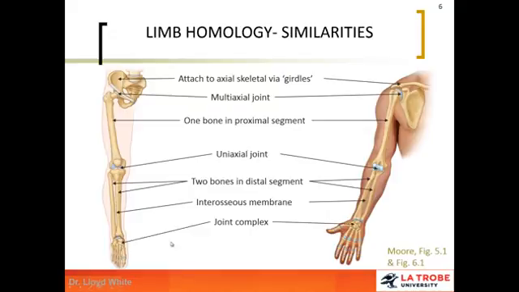The foot and the wrist will both have joint complexes, multiple joints moving together to have their function. And there will be multiple bones in both the hand and the foot. And both the feet and the hands will have 5 digits or be pentadactyl.